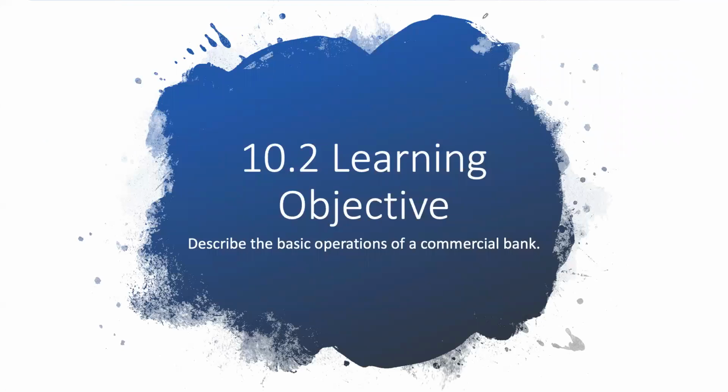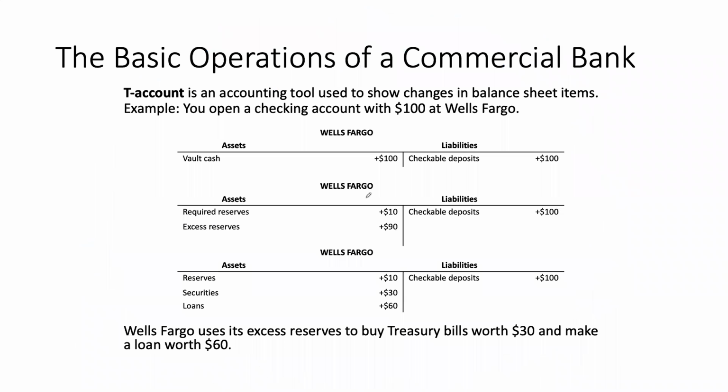And then we'll now turn to describing the basic operations of a commercial bank. All right, so then we'll talk about the basic operations of a commercial bank, and we'll see what a T account looks like and how a bank generates loans. Okay, so here's a basic, very basic version of how a bank operates, right?